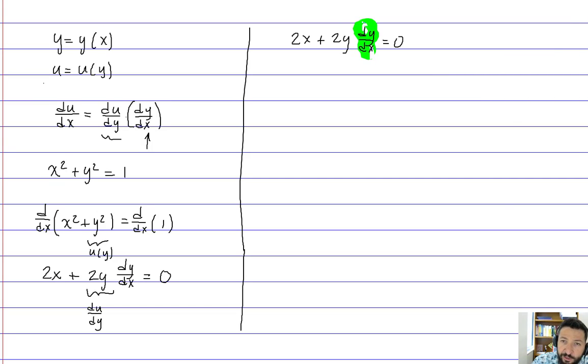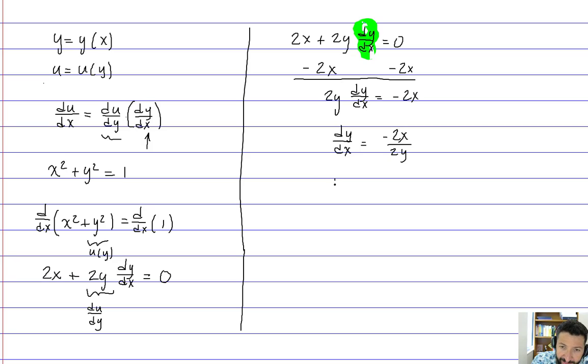So that means I can solve it by the traditional means, which would mean, in this case, I subtract 2x on both sides. And then I obtain 2y dy by dx equals negative 2x. Then all I have to do is divide both sides by 2y to obtain dy by dx is negative 2x over 2y.